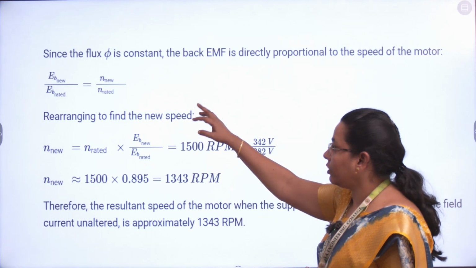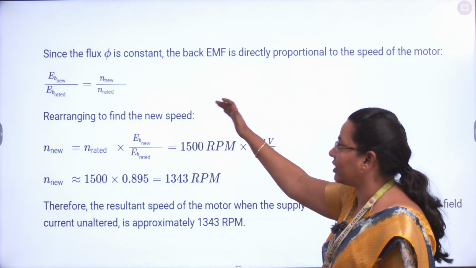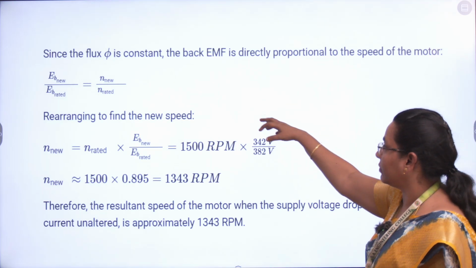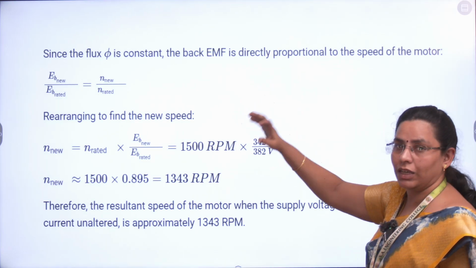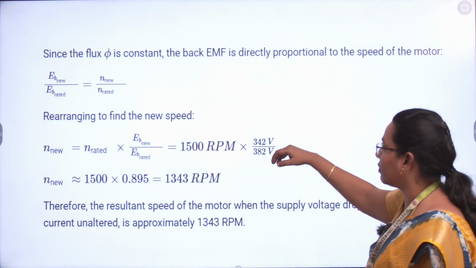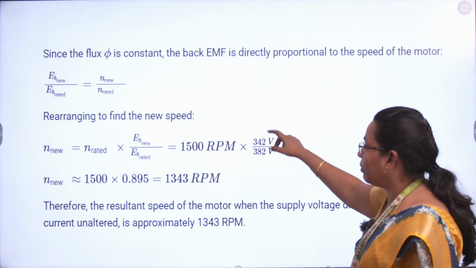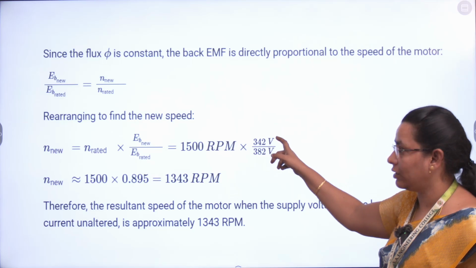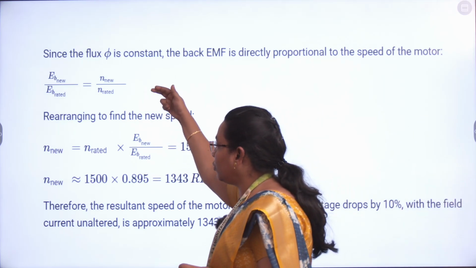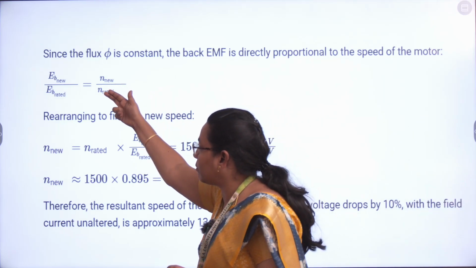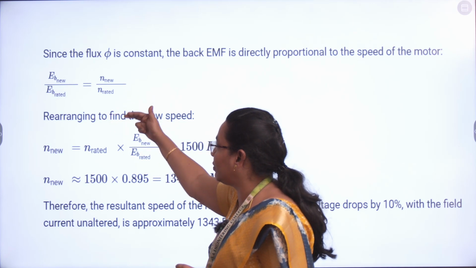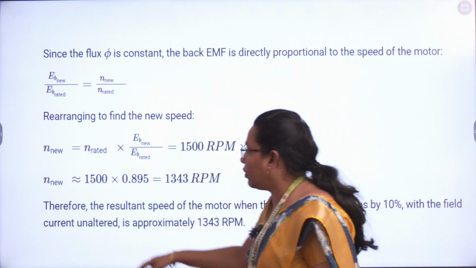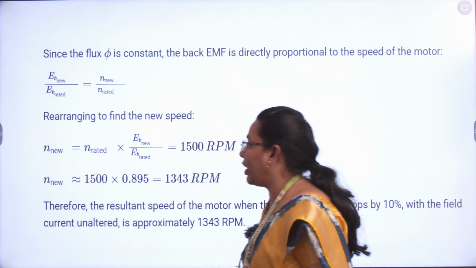I already told you that for a separately excited motor we have to maintain the flux as a constant value, because the voltage is the same. So the voltage is the same for the armature winding as well as the field winding. Back EMF is directly proportional to speed. So we have to take the two ratios: back EMF new value to rated value should be equal to speed new value divided by rated value. So we have to calculate the new speed value.